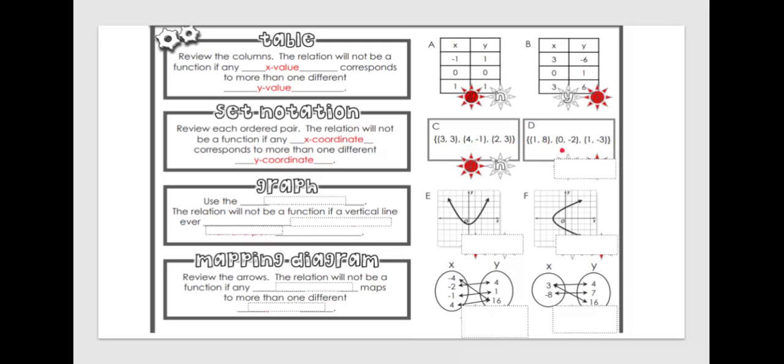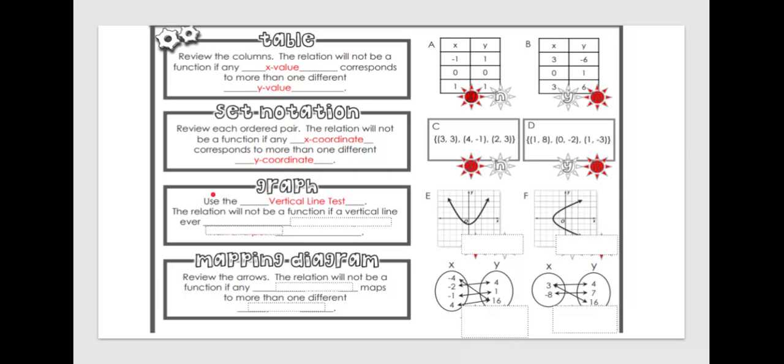All right, let's look at D. There's a (1, 8), but there's also a (1, -3). So that means that the x value repeated and has more than one y value, and that is not a function. We're also going to look at graphs. We're going to put relationship and functions, and we're going to graph these.